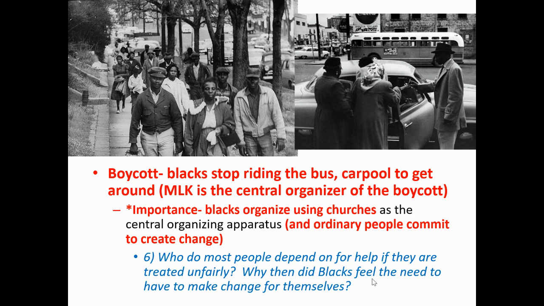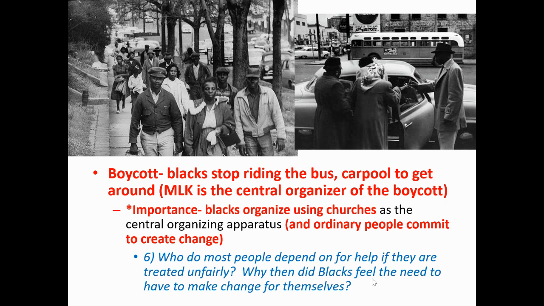And what's important about this is it was ordinary people in this instance that committed to create change. Now, think about this at this time. The question: who do most people depend on for help if they are treated unfairly, and why do you think Black people felt the need to make this change for themselves? Or another way of asking it is, in this case, Black people turned to the church for help. Normally, who do people turn to for help, and why did they not turn to this institution? You can stop and answer the question.